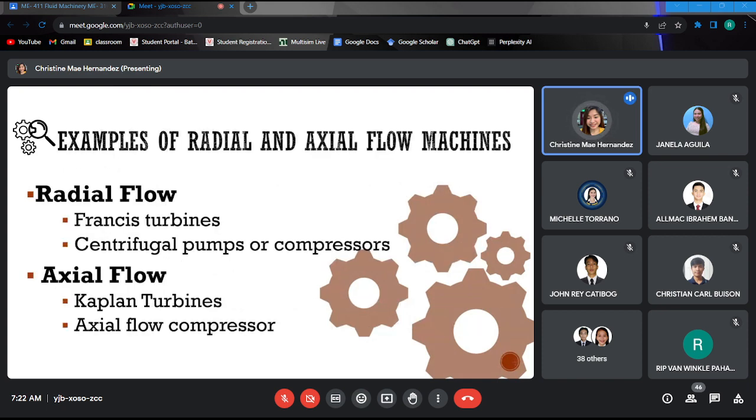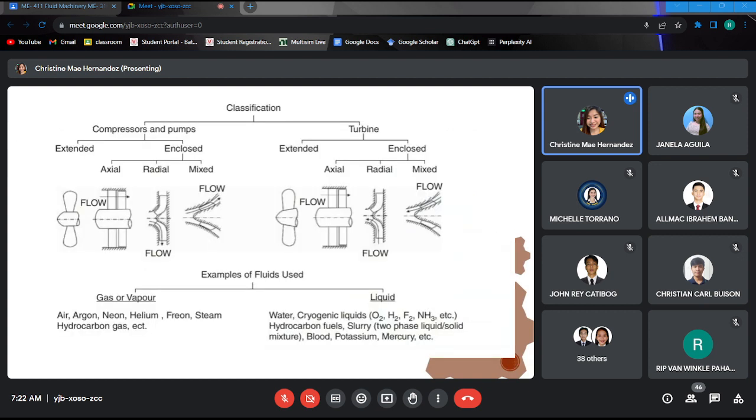So ito yung mga examples of radial and axial flow machine. For radial flow, Francis turbine, centrifugal pumps, or compressor. For axial flow, Kaplan turbines or axial flow compressor. Okay, so ito yung classification. So, compressors and pumps, tapos si turbine. So, makikita nyo different action.